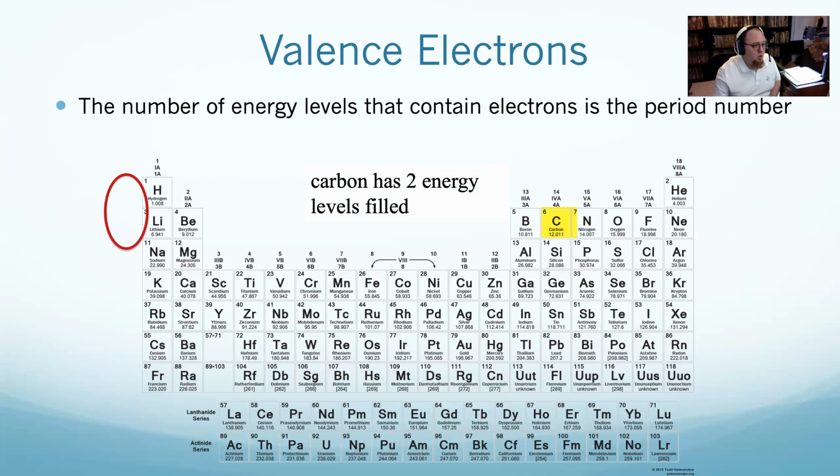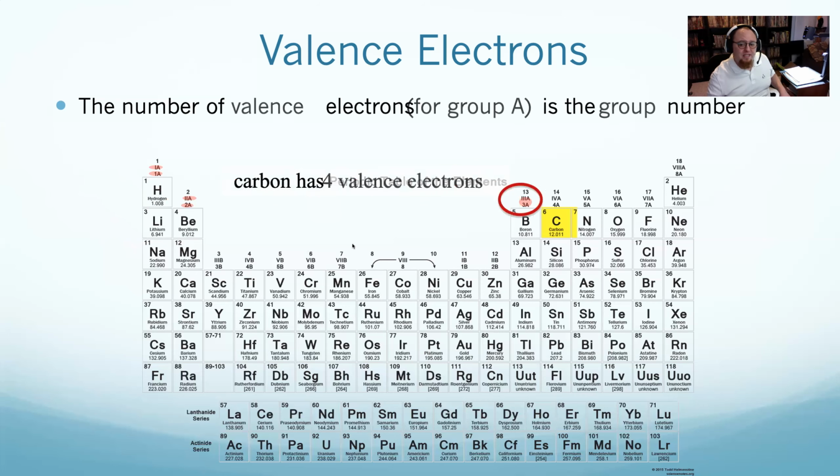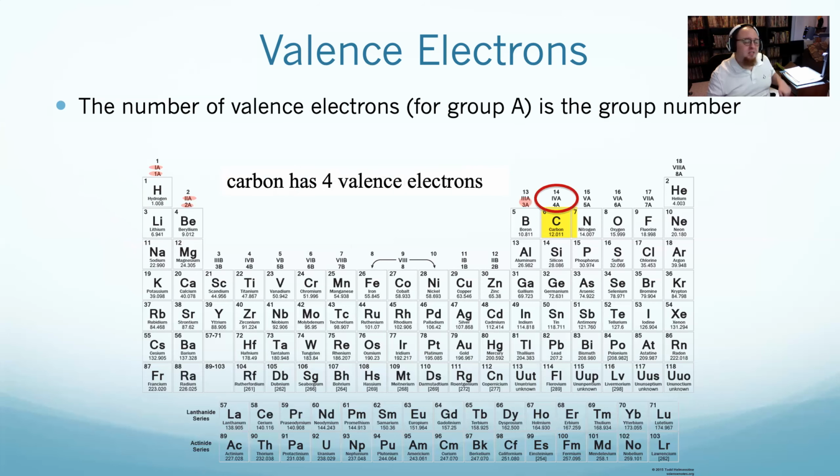Now, traditionally, it used to always be done in Roman numerals. This periodic table has both. IA, 1A. IIA, 2A. More modern ones don't use Roman numerals because who uses Roman numerals anymore? But the number followed by an A, whether you use Roman numeral or not, is the number of valence electrons. You see, carbon is in group 4A. Because carbon is in group 4A, that means carbon has 4 valence electrons. Nitrogen is in group 5A, it has 5 valence electrons. Oxygen is in group 6A, it has 6 valence electrons.